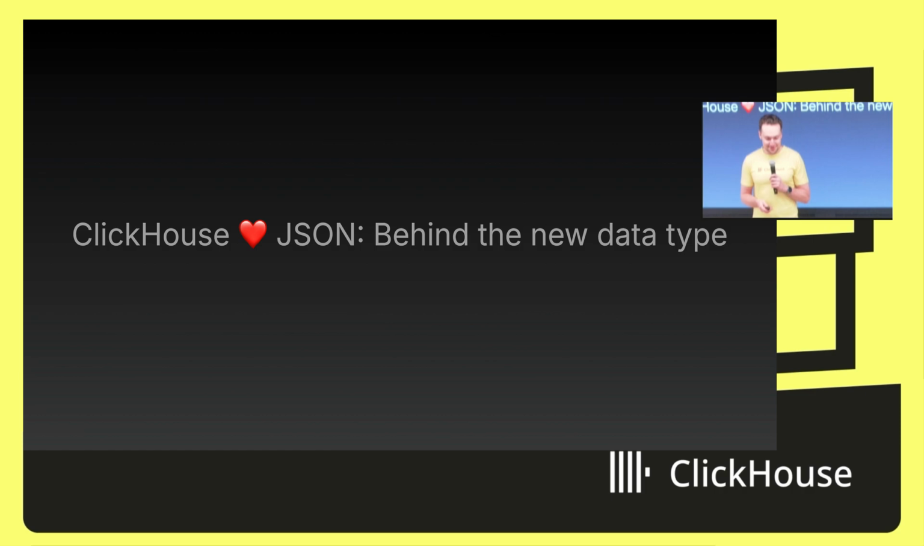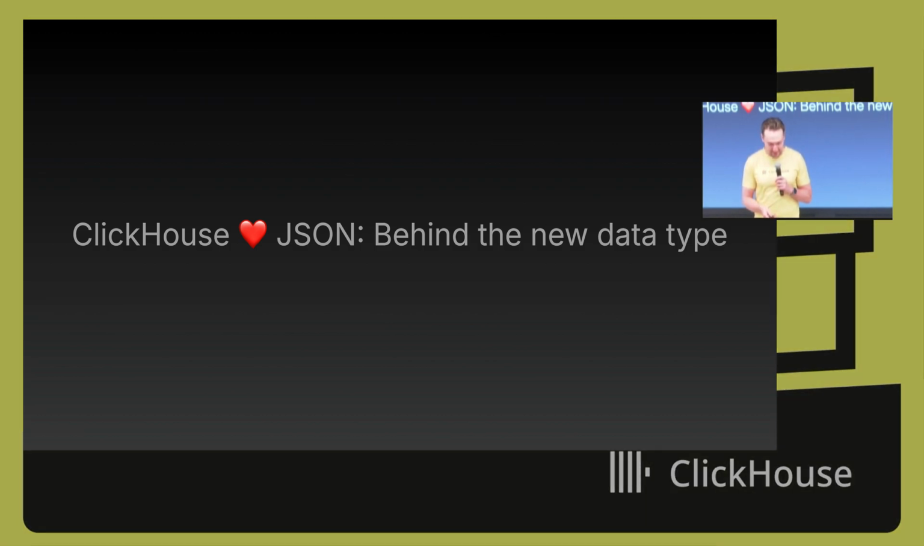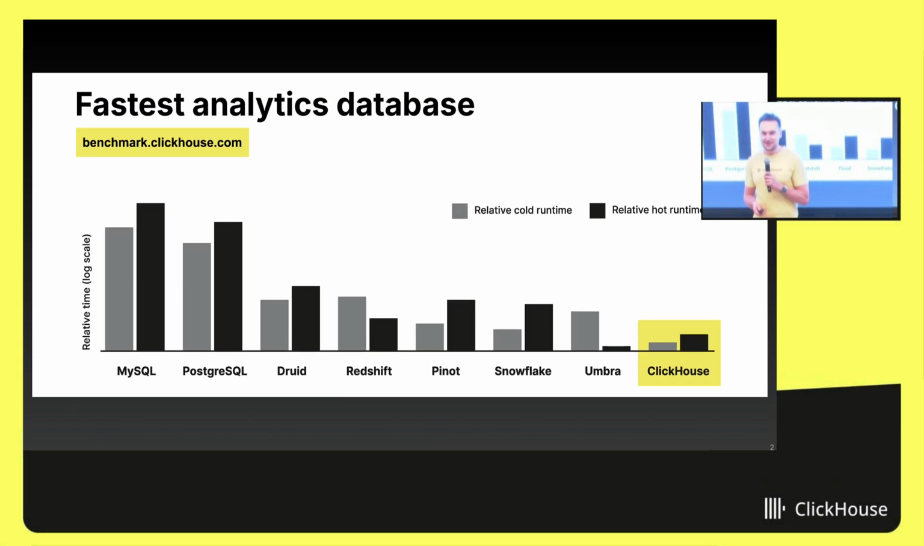Let's talk about the new JSON data type in ClickHouse. But first, let's start with the facts. ClickHouse is the fastest analytics database. According to open benchmarks like ClickBench, which contains about 50 different database systems with the results contributed by their creators or community, ClickHouse is the fastest among production-grade analytics databases.